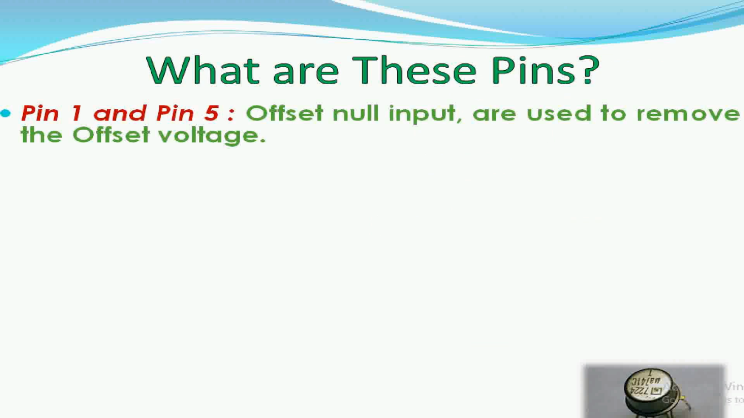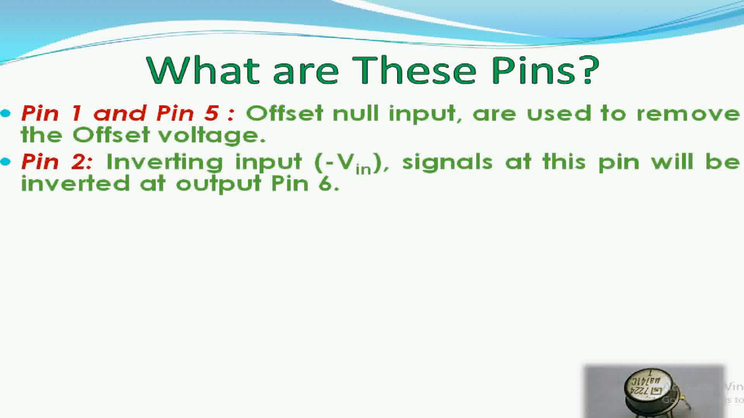Pin 1 and 5, the offset null inputs, are used to remove the offset voltage. So what is offset voltage? Offset voltage is, in the absence of input signal, for the op-amp you will get a small amount of output voltage. That small amount of output voltage is made null by using pins 1 and 5.